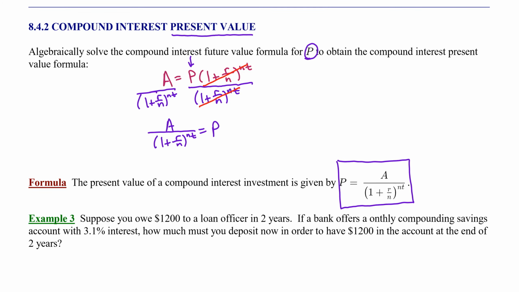Remember, present value simply means how much do I need to deposit into a compound interest account today in the present so that it will grow to some future value, some amount or target that we have in mind. The present value formula and the future value formula are essentially the same. They have just been rearranged.